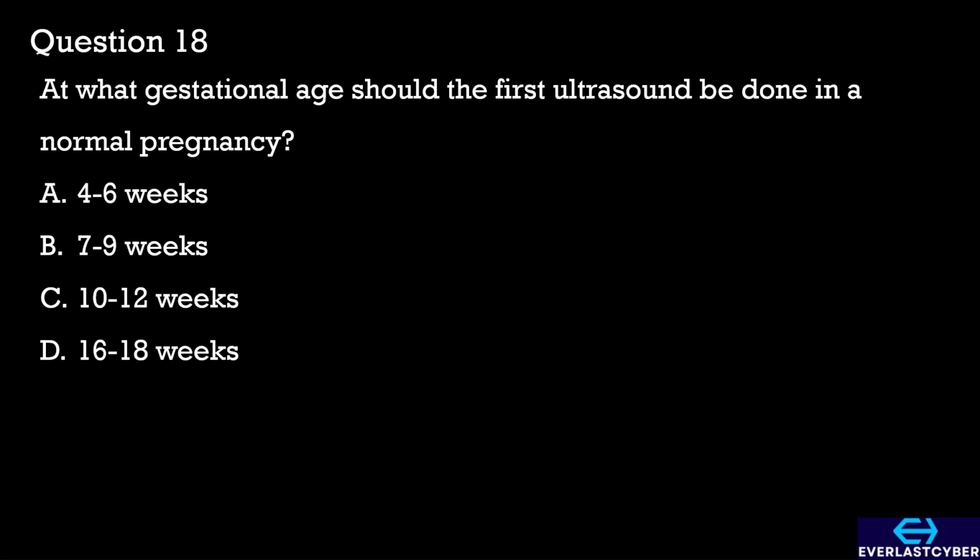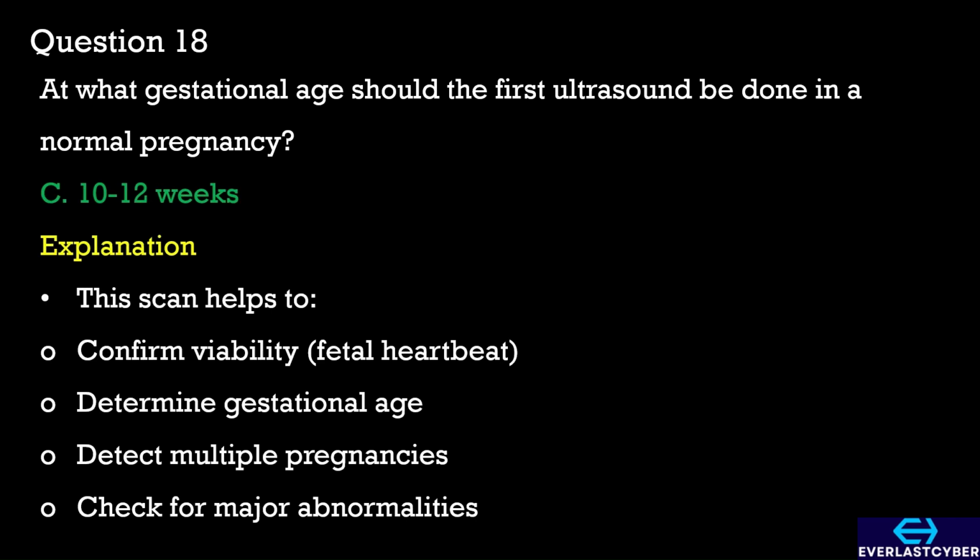So, in essence, first ultrasound, which is routine, is done at 10 to 12 weeks. Anomaly scan is done at 18 to 20 weeks, while the growth scan is done at 28 to 32 weeks. With respect to the question, our answer is option C, 10 to 12 weeks.